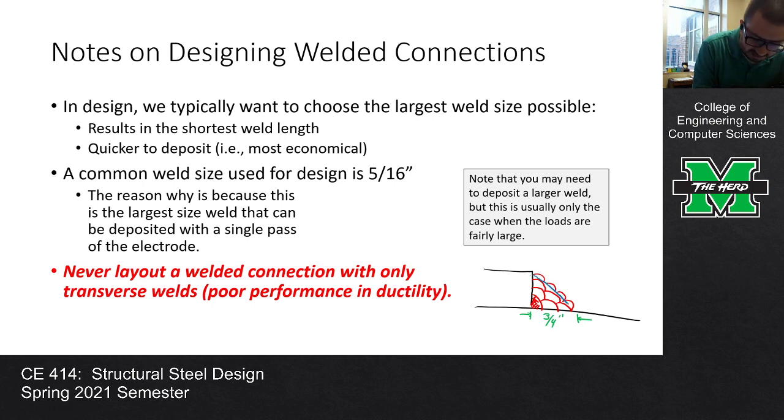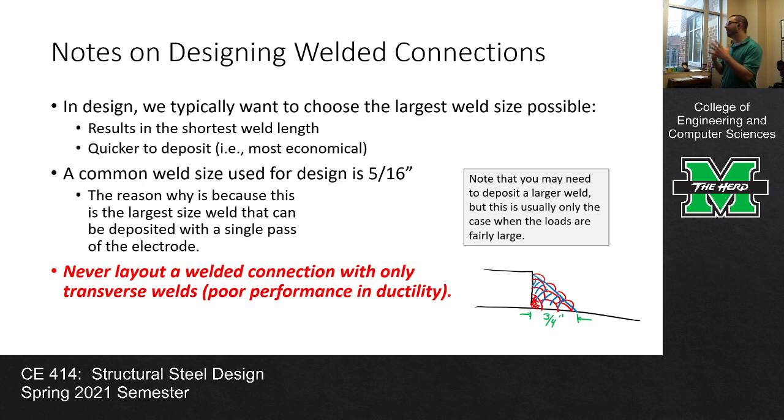And you keep depositing that until you get an effective throat that's like a 3/4 inch weld. And so you're going to keep building that up. Now to be clear, if you've got a connection that's got a lot of load on it, you have to do that. There's nothing wrong with that. If you need a larger weld, use it. But the only time you ever need welds that big is if the loads are pretty big. In most typical simple connections and structures, you don't need a weld that big.